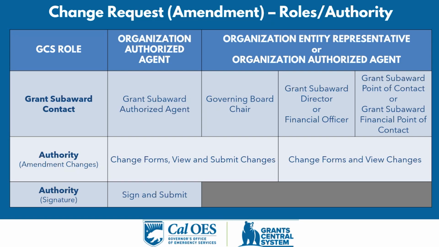Lastly, in the last step of the process, when the unit chief has reviewed and approved the submitted changes, the status will change to subrecipient signatures required. When the amendment is ready to be signed and submitted for Cal OES director designee approval, the only person who has the authority to sign and submit both the amendment and the fund assurances is the grant subaward authorized agent.